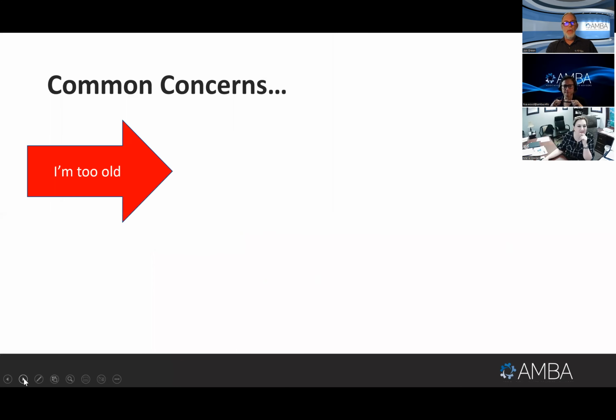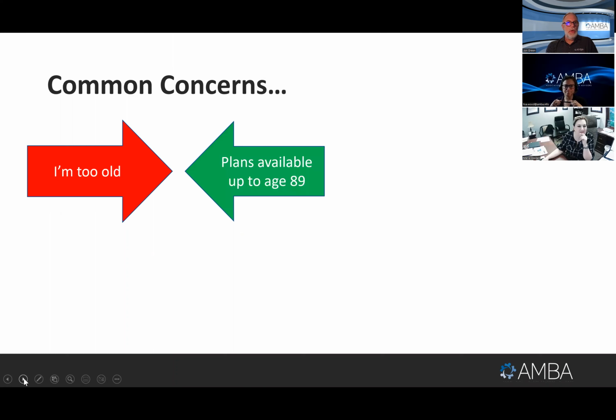But we have a lot of folks that say, well, I'm too old. Here's the good news. There are plans available to you up to age 89. It may not be a full-blown long-term care plan like my father had, but it may be something like my mother has, that we can just take care of her for the first year and get her financial affairs in order. It allows you to buy some time.